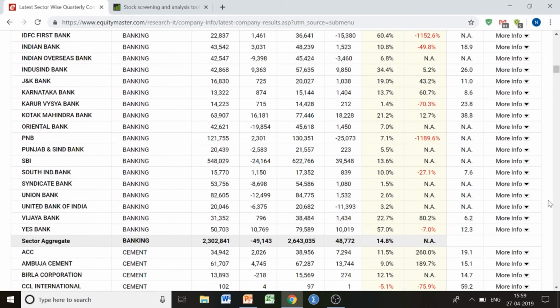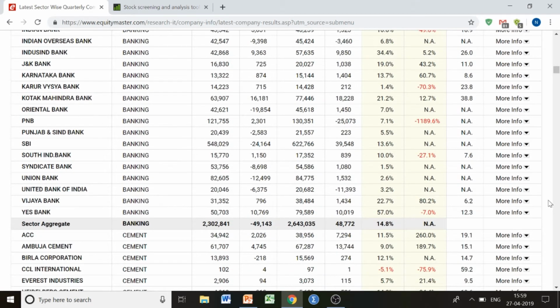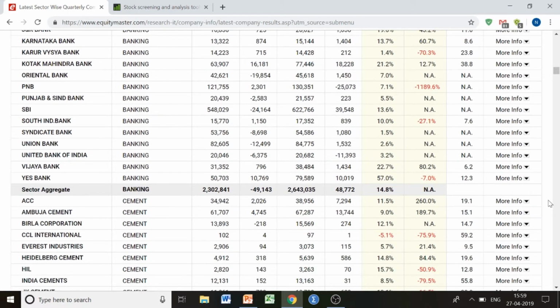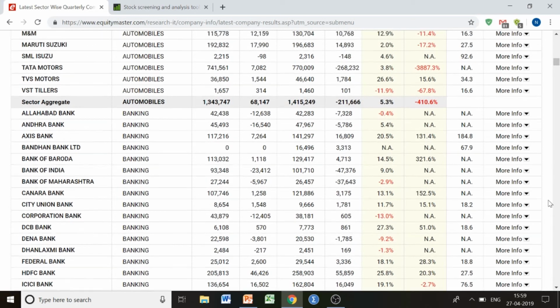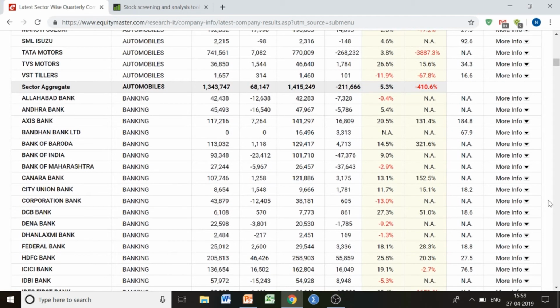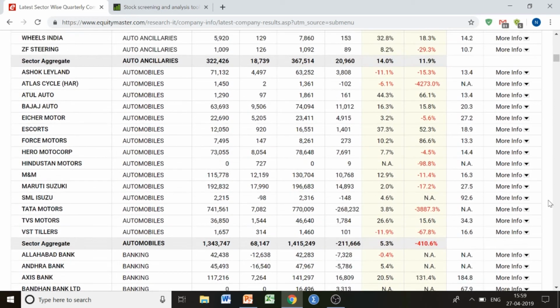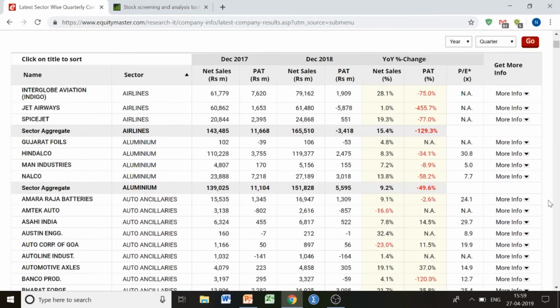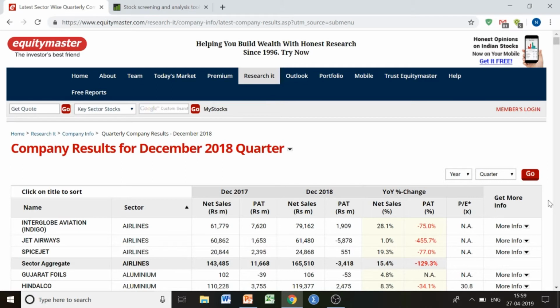See, look at the banking sector. It's not available, but the profit is 14.8%, which is also a positive figure. And thus you can find out these are the particular companies in this sector and how the companies are performing, how the overall industry is performing. And thus you can make a comparison between the industries and you can decide upon. Okay, so it's one way to figure out which industry you want to invest in.